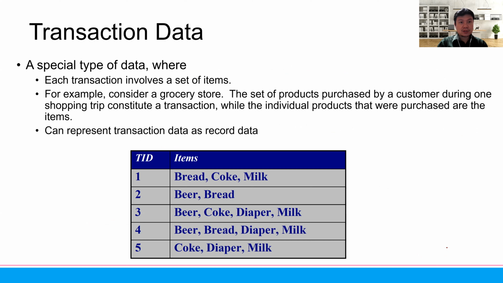This transaction data is a special type of data where the transaction involves a set of items. So we have one transaction: we have bread, we have coke, and we have milk. So it is a set of transactions. Usually we call this market basket analysis, when you buy goods in a grocery store. The set of products purchased by a customer during one shopping constitutes a transaction. And the individual products that were purchased refer to the items. So this is one item, this is the second item, this is the third item for one shopping. This kind of data can be represented as record data. So you can convert this kind of data into the record data.